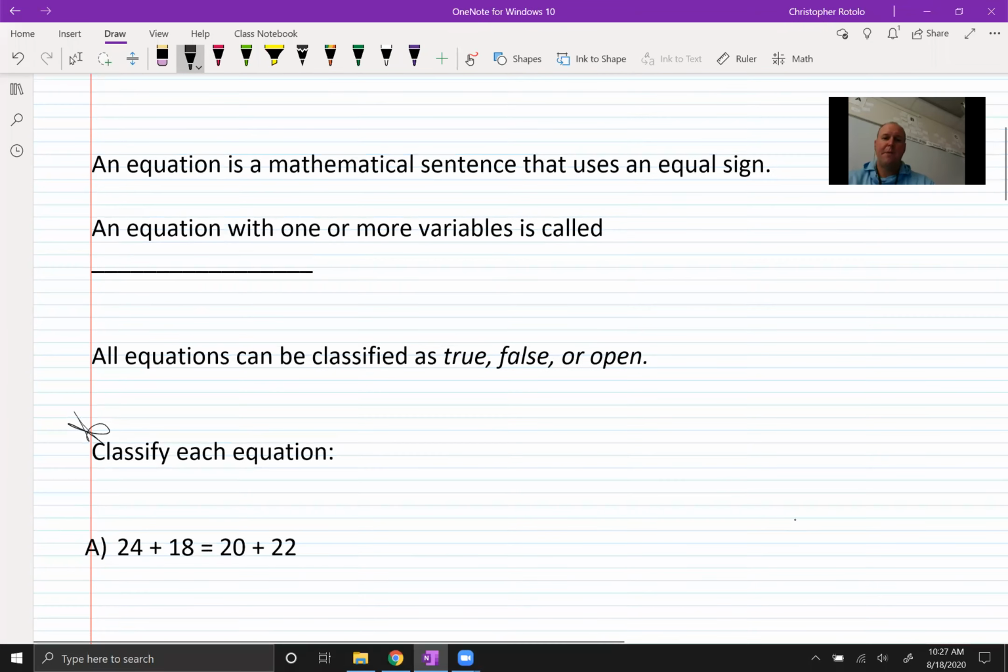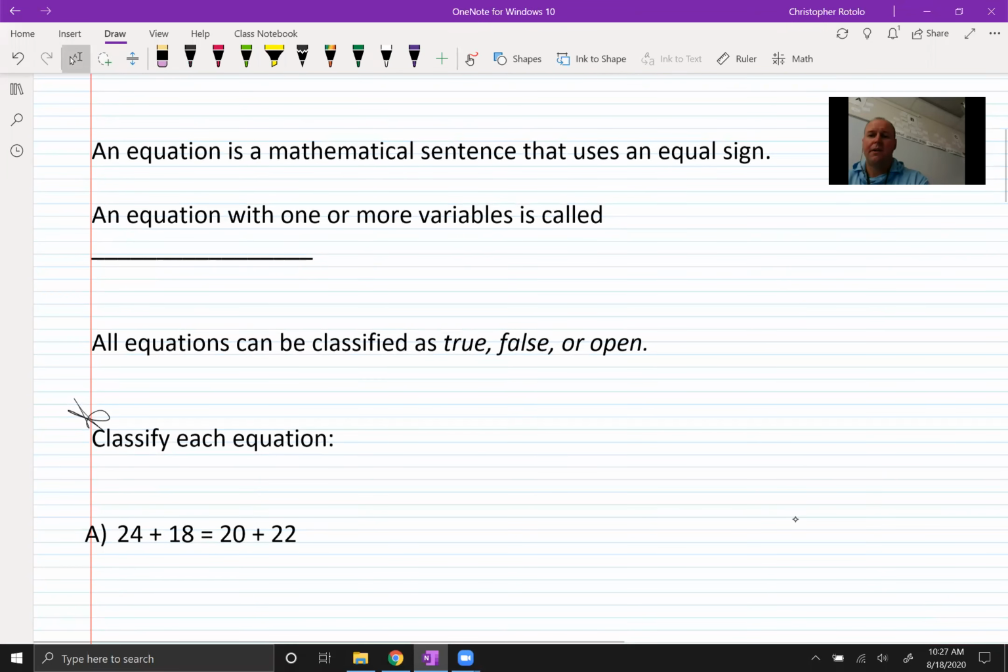All right, an equation is a mathematical sentence that uses an equal sign, right? So be very careful about using the word equation versus an expression. An equation with one or more variables is called, dun, dun, dun, open. Okay, because we don't really know what's going on yet. That's why we solve it. All equations can be classified as true, false, or open, because we don't know what it is just yet.